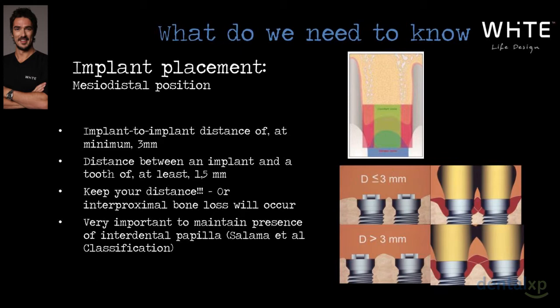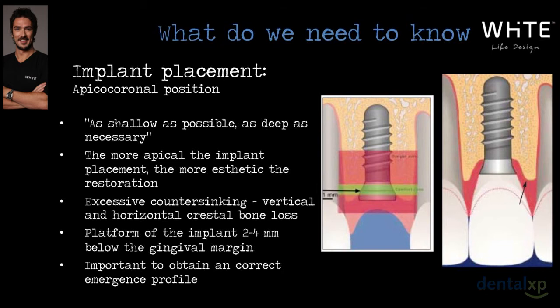Regarding the depth of the implant, the apicoronal position, you want it to be as shallow as possible and as deep as necessary. So, the more into the bone you place your implant using countersinks and so on, you will have more soft tissue to play with.